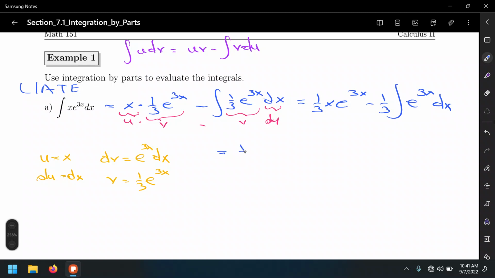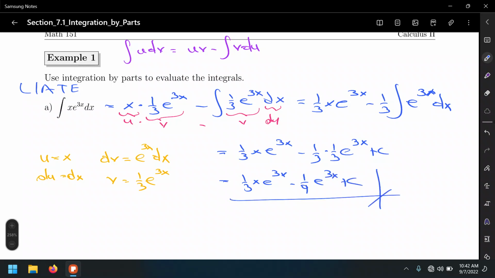So that's 1/3 x e to the 3x minus 1/3 times the integral of e to the 3x, which is itself e to the 3x plus c, times another factor of 1/3. That comes from the integration of this exponential. And well, let's just multiply: 1/3 x e to the 3x minus 1/9 e to the 3x plus c.